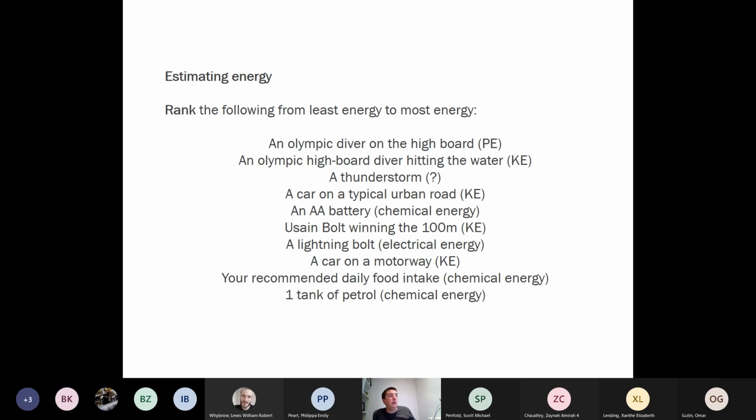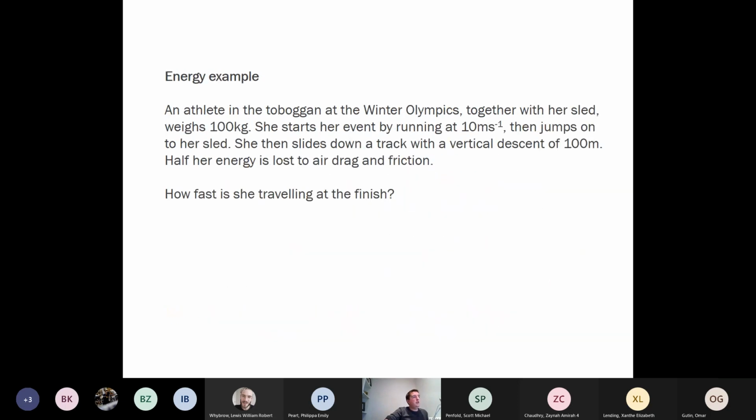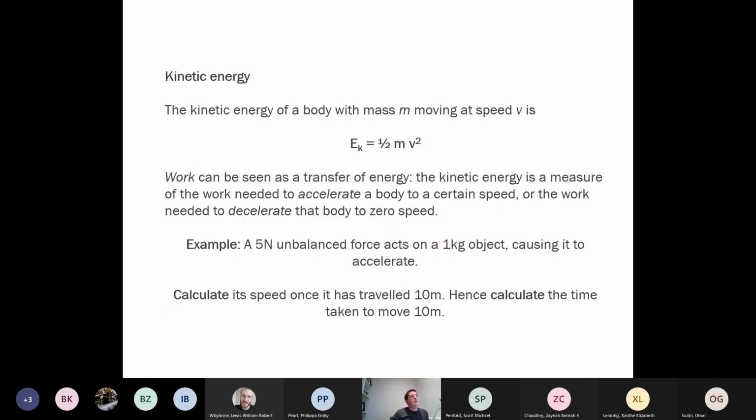is to think about ranking these in order. So which one has the most energy, second most, third most, all the way down to the least energy. And you can do some of that using these equations here. You might have a good sense of, for example, how fast Usain Bolt runs and how much Usain Bolt weighs, and then you could calculate Usain Bolt's kinetic energy.